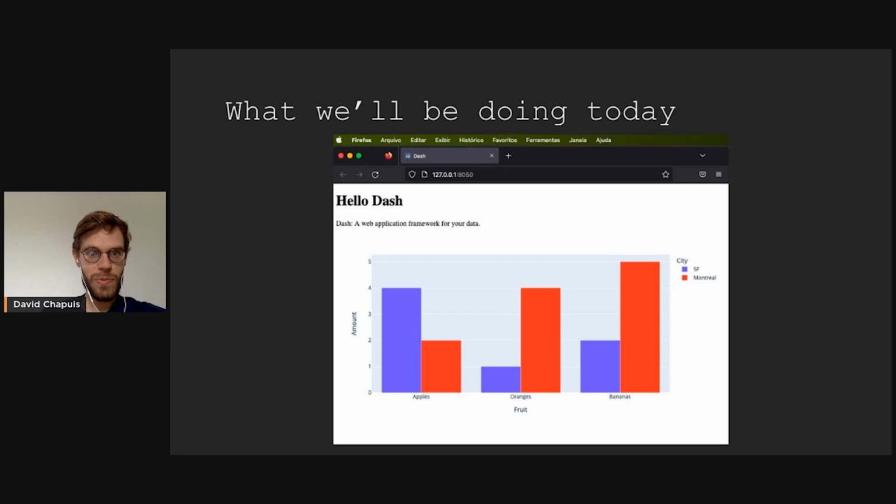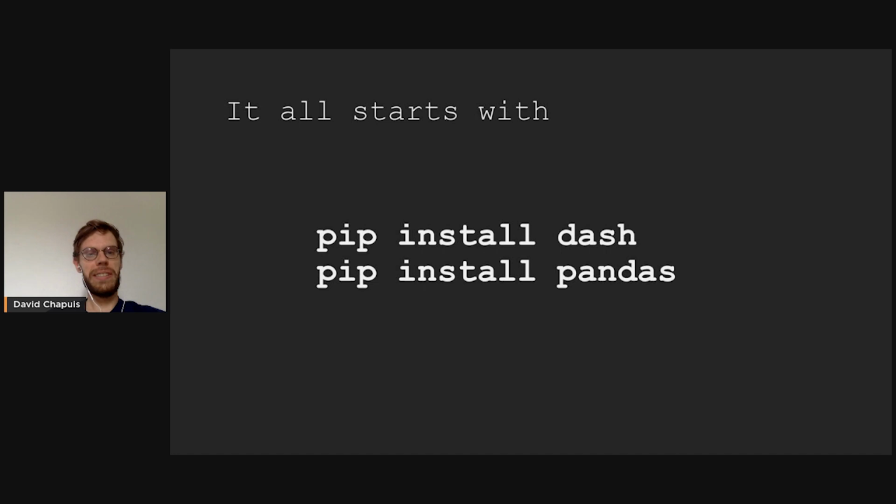So it all starts with pip install. If you're familiar with Python, you may know already about pip. We just need two packages here, Dash and Pandas. Dash comes with quite a few libraries, and I'll talk more now about the libraries we'll need to use for this app.